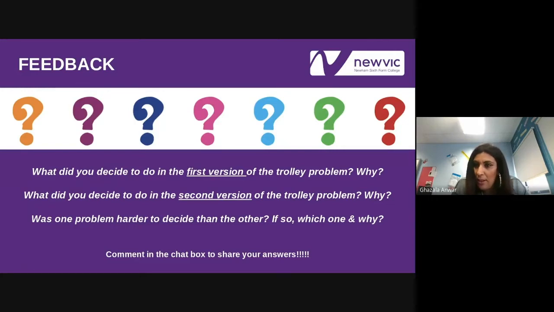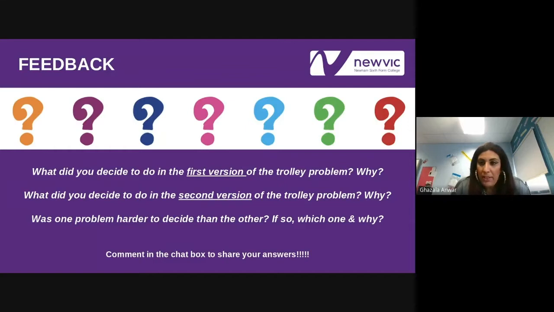It looks like most of you have said that you're going to save the 5. So in this circumstance, you're looking at the greater good. What would be the situation that's going to save more lives? Excellent. Okay, thank you. Saving 5 lives is better than saving only 1. That's what most people would actually say.